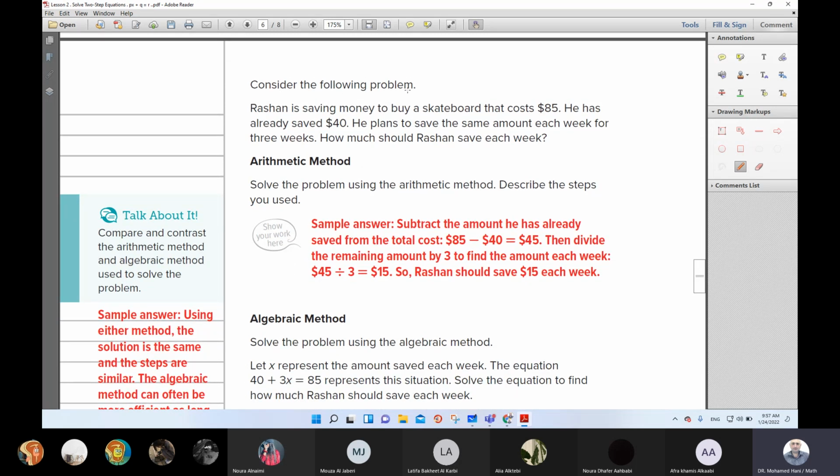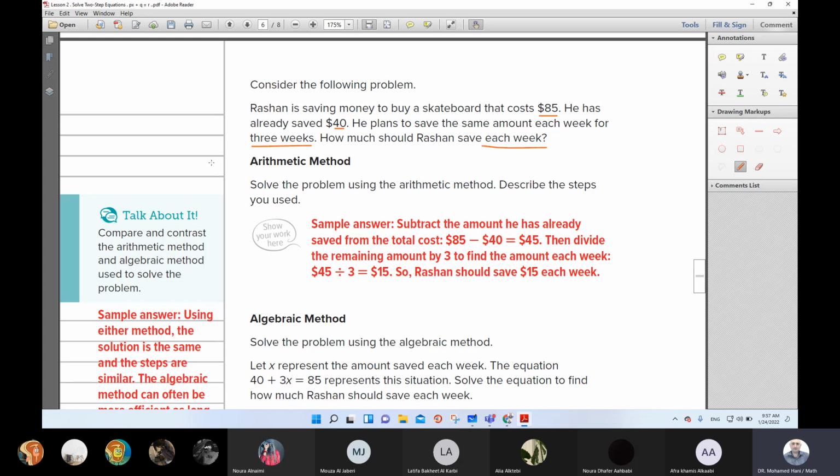Consider the following problem. Russian is saving money to buy a skateboard that costs $85. He has already saved $40. He plans to save the same amount each week for 3 weeks. How much should Russian save each week?